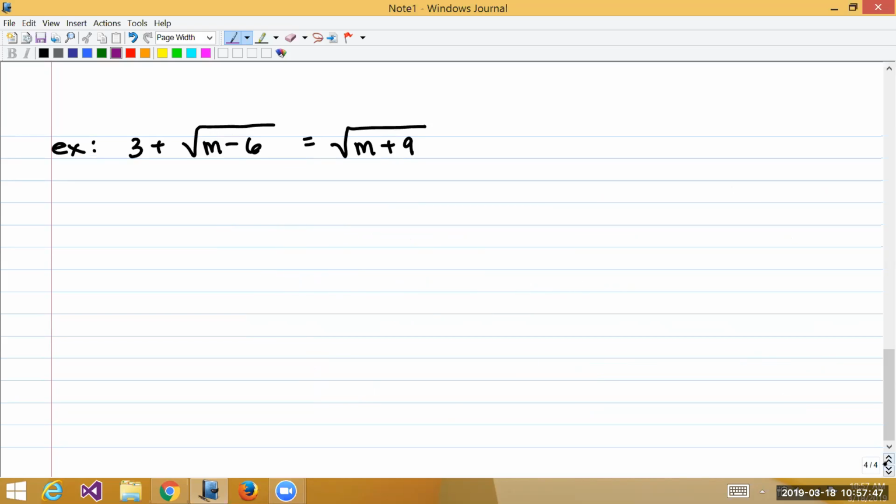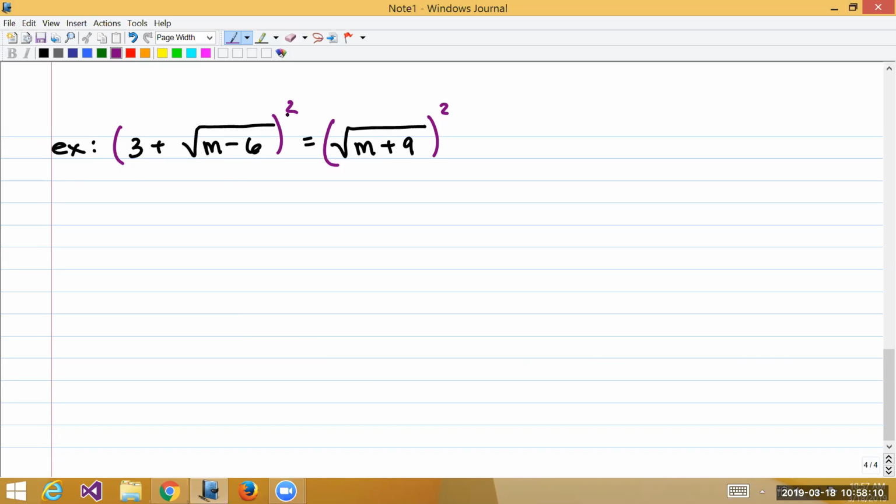Okay, one more. So in this case, notice we have two radical expressions. One of them is already isolated. So we'll go ahead and square both sides. Now same rules apply. Now here, please be careful. Notice how many terms are on the left side? 2 terms. It's a binomial.